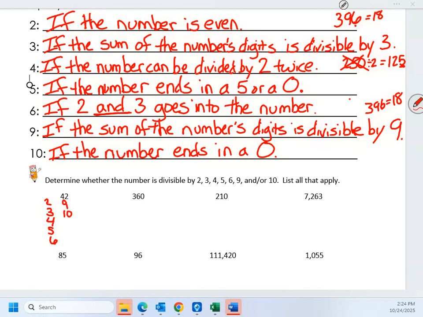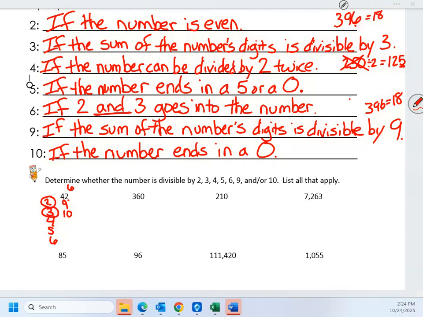I look at my 2. So the rule is, is it an even number? Yep, 42 ends in a 2. It is divisible by 2. Is it divisible by 3? 4 plus 2 is 6. So 6 is divisible by 3. So 42 is divisible by 3.